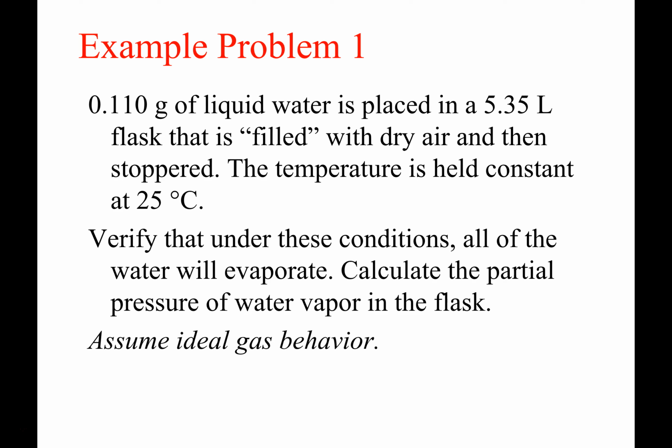And when it all evaporates, we're supposed to calculate the partial pressure. Don't let the word partial throw you off. Partial pressure just means you might have more than one thing in there, more than one gas. That makes it a partial pressure. Calculate the pressure of the water vapor in the flask. So my objective is pressure of H2O is equal to question mark. We're going to assume ideal gas behavior. So I'll kind of give you that.